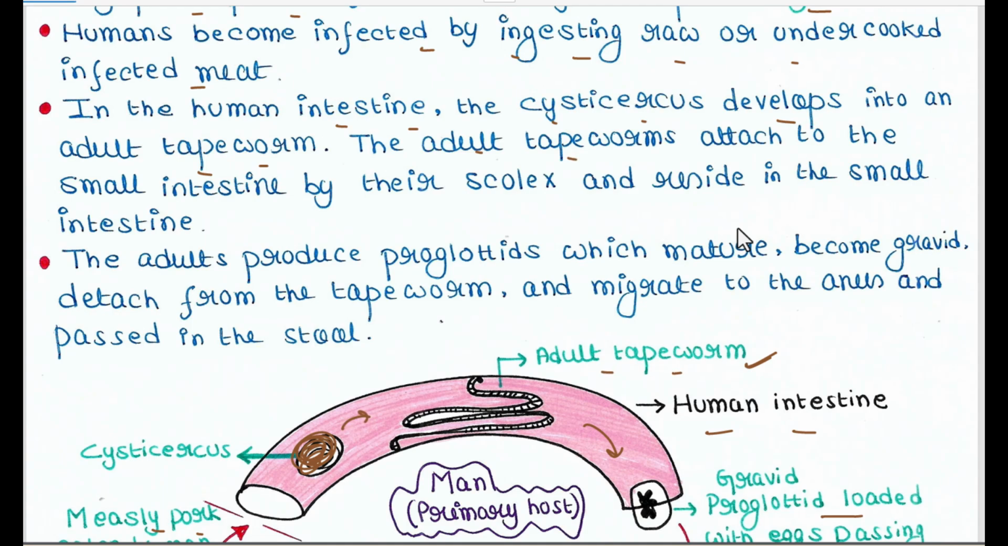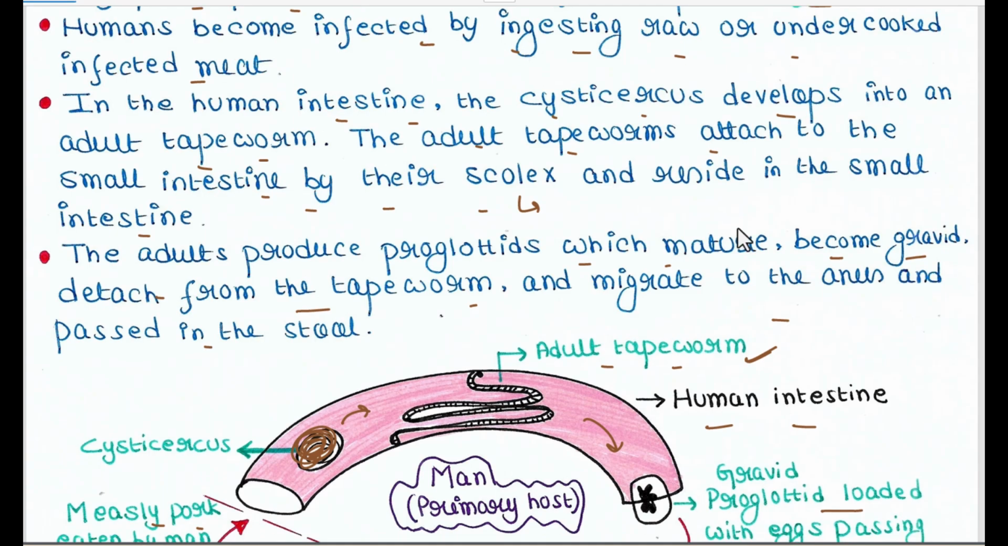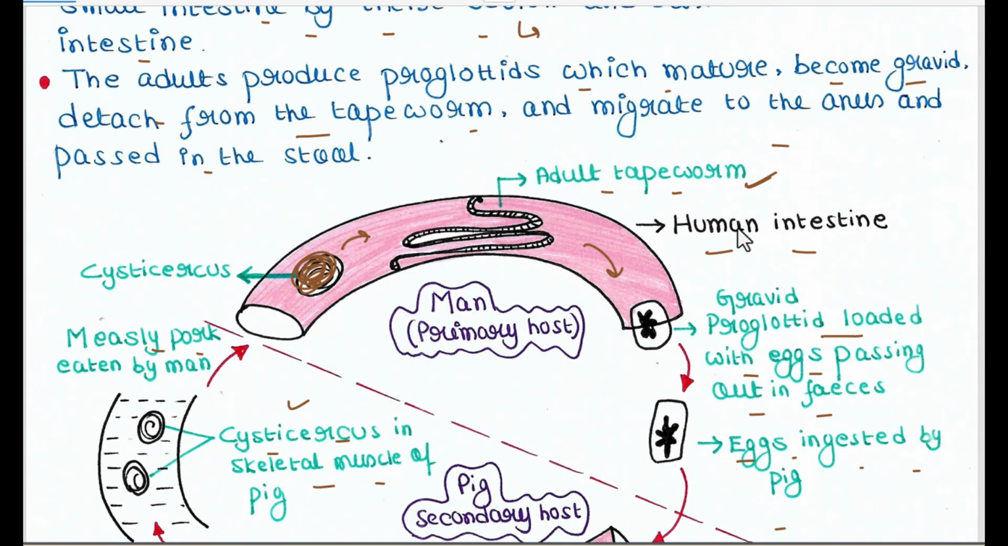And the adult tapeworms attach to the small intestine of human by their scolex and they reside in the small intestine. So we know what is scolex. Scolex is the head portion of the tapeworm and they attach through those scolex since scolex are full of hooks, suckers and they reside in the small intestine. And the adults produce proglottids which mature, become gravid, detach from the tapeworm and migrate to the anus and pass in the stool and the cycle is getting repeated.